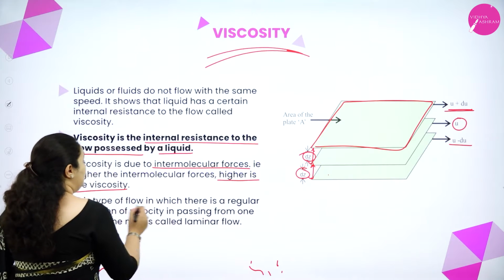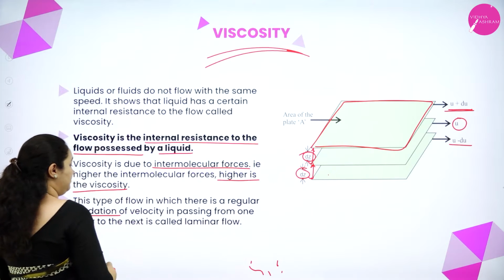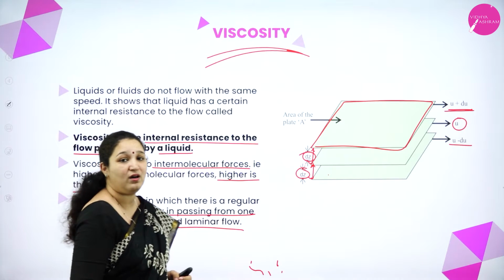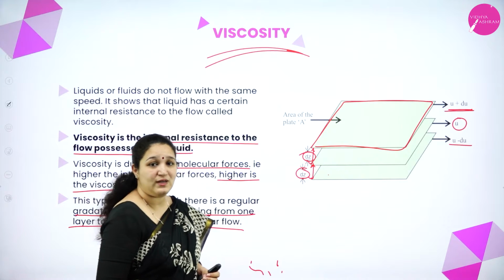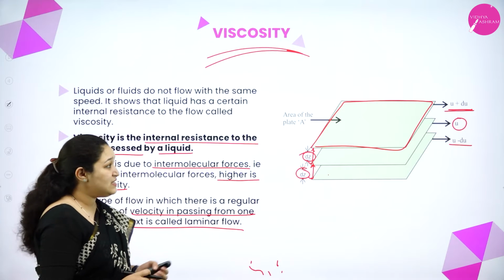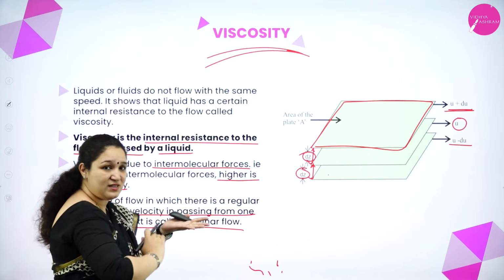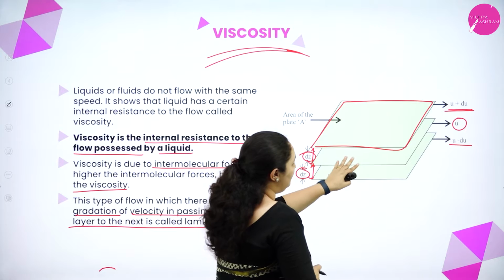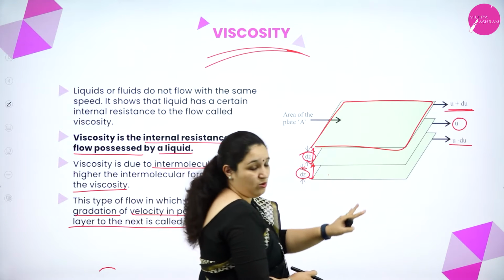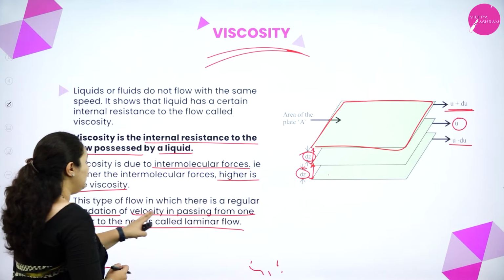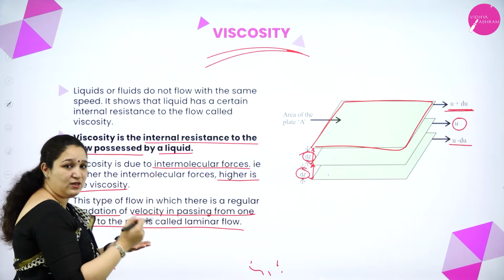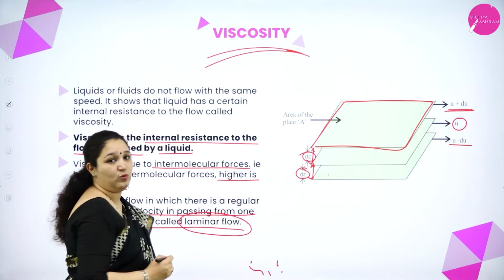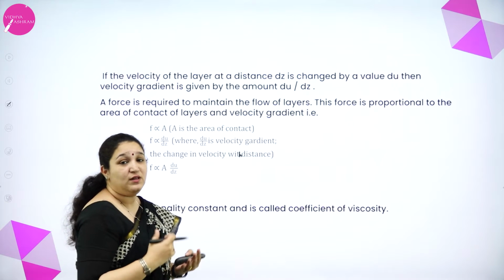Now, the flow in which there is a regular gradation of velocity from one layer to the next layer is called laminar flow. There is a velocity gradient formed, isn't it? The first layer is moving very fast, the second layer a little slower, and the third layer very slow. So there is a gradation in velocity from one layer to the other. Hence such flow is called laminar flow.